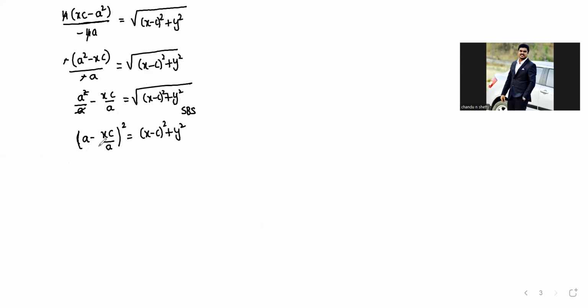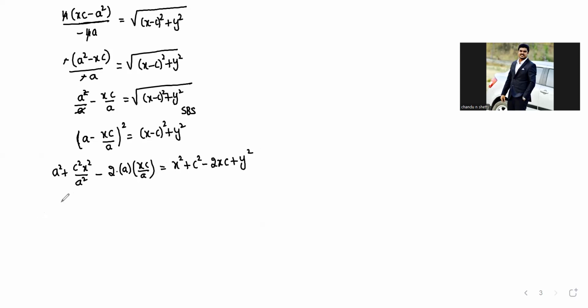Now again the a minus b whole square formula we can apply here. A square plus c square x square by a square, okay, a square plus b square formation minus 2 into a into b, xc by a. Okay, a square plus b square minus 2ab formation. It is equal to x minus c whole square, means the a minus b whole square formula we can apply: x square plus c square minus 2xc plus y square. Got it, all of you?